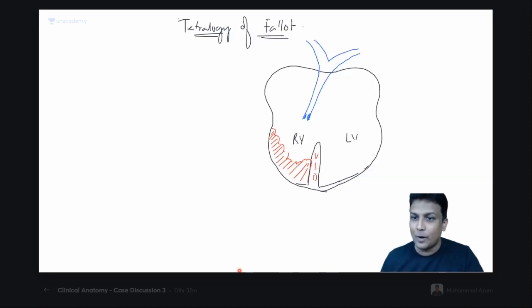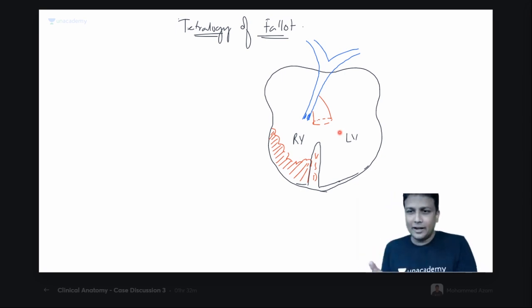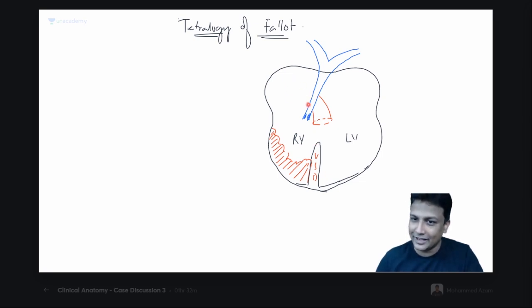Because of the wider lumen here of the ascending aorta, it's going to override the ventricular septum. So your aorta is not going to remain only connected to the left ventricle. Normally it should be like that, coming from the left ventricle. But now, because of the wider lumen, it's overriding the ventricular septum. And that's your overriding aorta, guys.